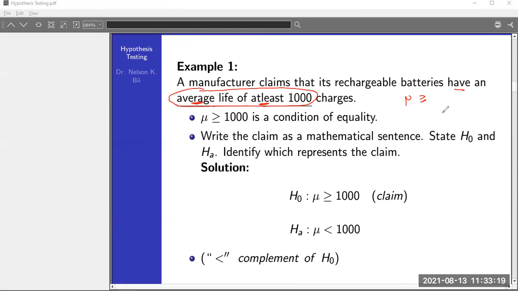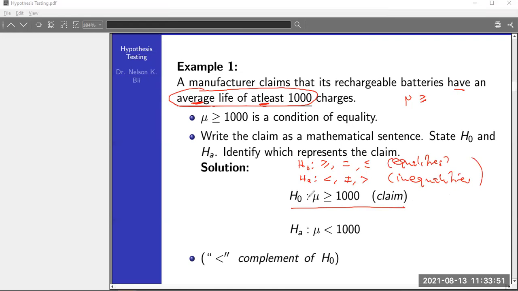Yes. So that means definitely this is how the null hypothesis will look, because we said the null hypothesis contains the equality signs: equal to, less than or equal to, greater than or equal to. The alternative hypothesis has got the less than, not equal to, or greater than inequalities. So these are equalities, and these are inequalities. That's how we derive or construct the null and the alternative hypothesis.